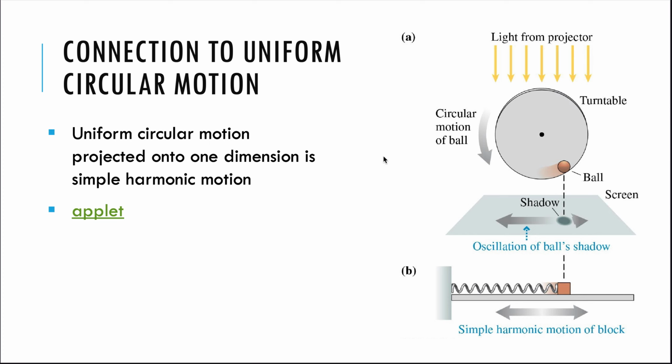So the idea between the connection of simple harmonic motion to uniform circular motion is that uniform circular motion projected onto one dimension is simple harmonic motion. So what does that mean? Well, think about circular motion, such as here you have this ball that is moving on a turntable, and you're projecting that onto one dimension. So for example, let's say that you have a light here, and it's casting a shadow here, and you're looking at the motion of the shadow. You're projecting this motion onto one dimension. If you look at this projection, it's the same as simple harmonic motion.